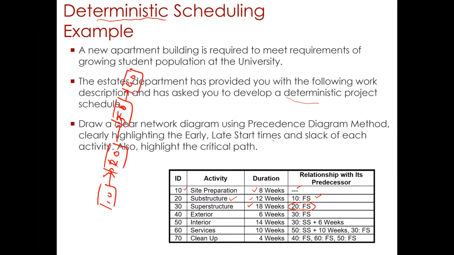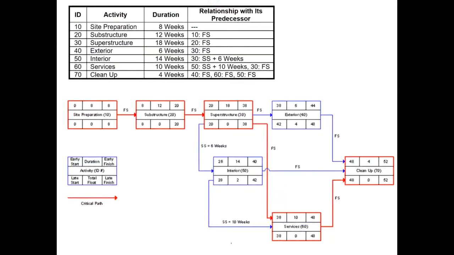And then the activity 50 has got a start to start relation with a lag. So for activity 40 afterwards, we have not got a finish to start, but it's a start to start with a lag of 40, and this is activity 50, right? So just looking at this relationship, we would plot the network diagram. So here is a much clearer perspective of a network diagram.